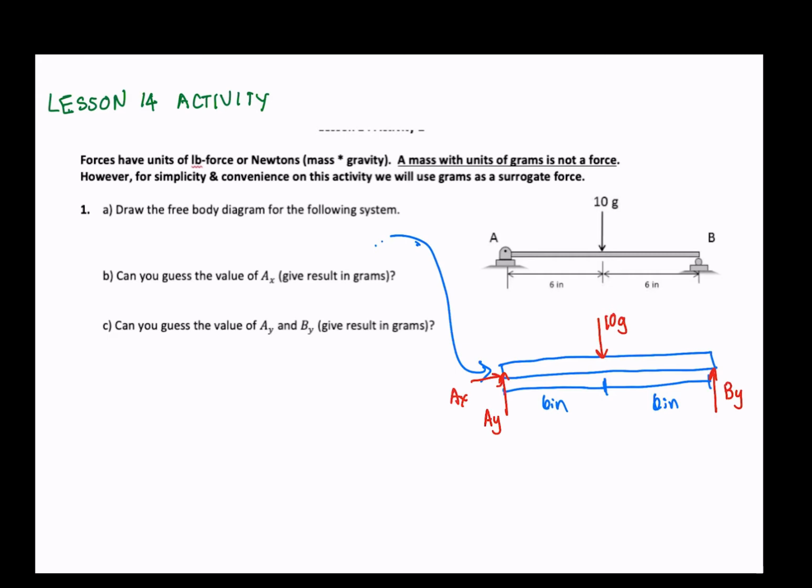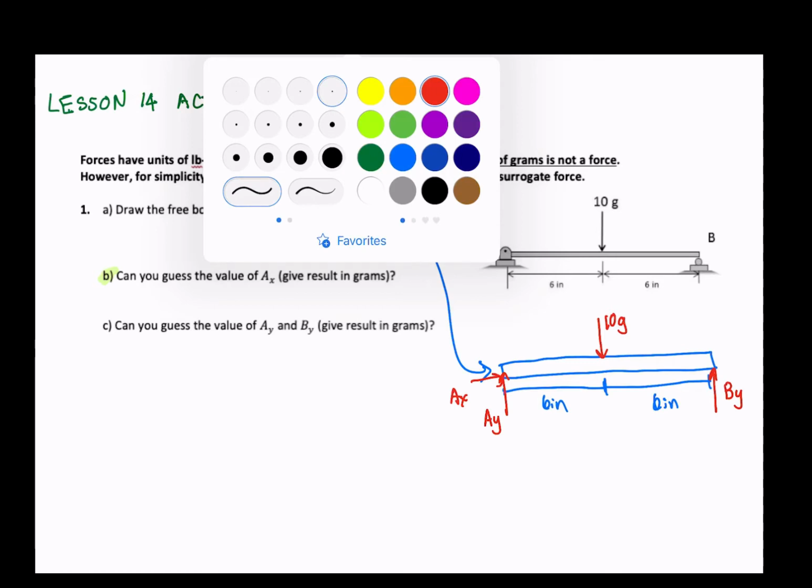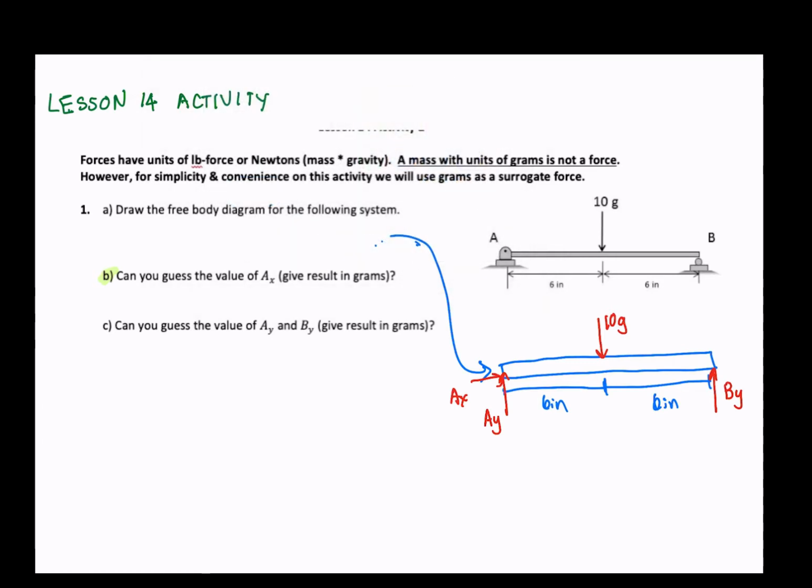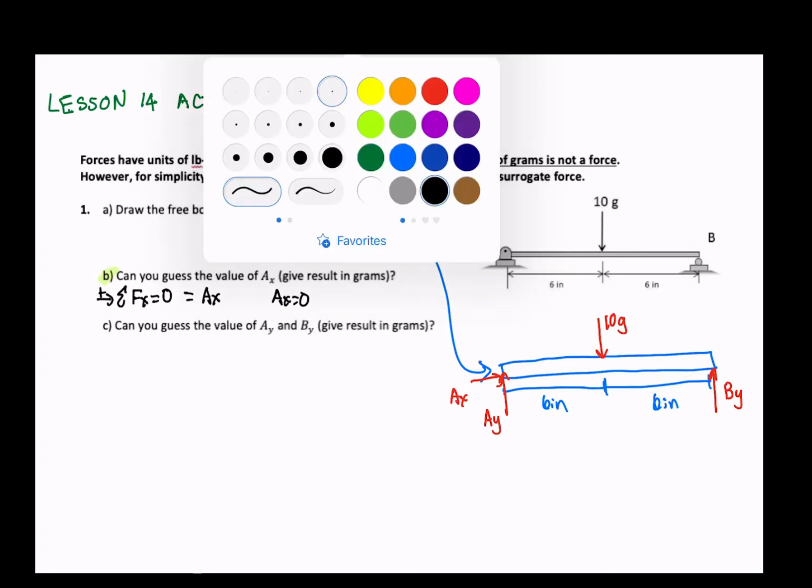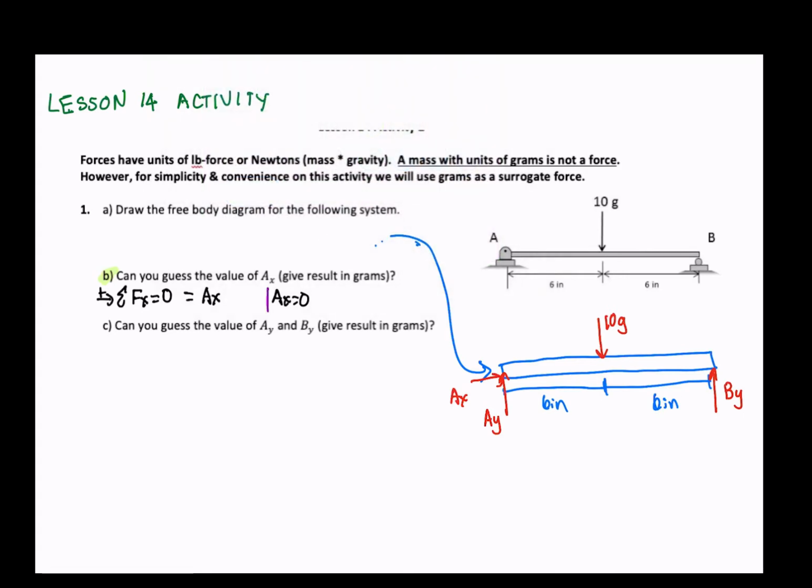Part B here asks us if we can guess the value of AX and give our result in grams. So instead of guessing, I'm just going to write the equation of equilibrium here. We have the sum of the forces in X need to sum to 0. I'm going to say to the right-hand side is positive. Well, we see that the only force acting in the X direction is AX. So, of course, this means that AX is 0. And what this is going to allow us to do is, when I do the demonstration, we are going to be using 2 roller type supports rather than a roller and a pin.